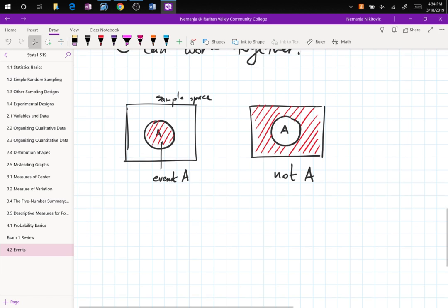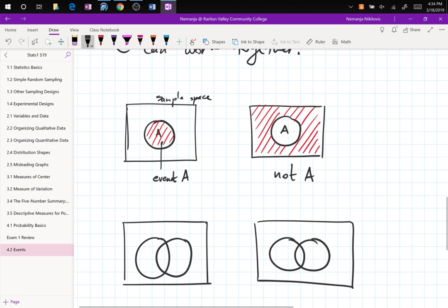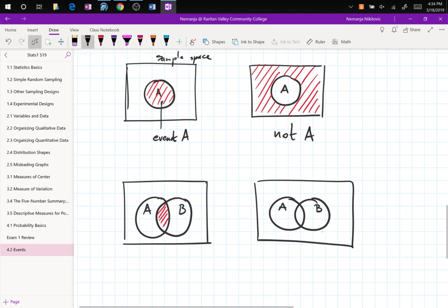Let's take a look at another possibility, and this is when events overlap. So now I have 2 events, event A and event B, like we had earlier. Now, this is AND. A and B. The intersection between 2 events.